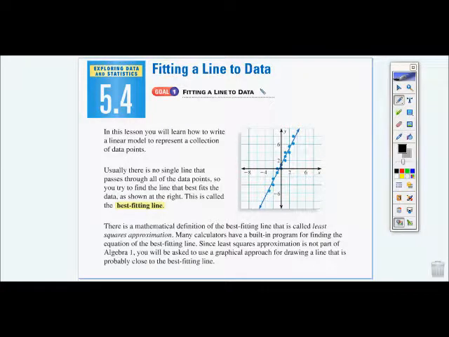5.4 is talking about best fitting lines. We spoke of this just a little bit when we were doing some scatter plots. So in this lesson, you will learn how to write a linear model to represent a collection of data points.